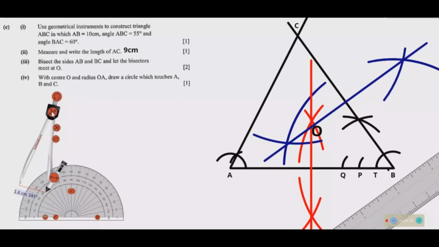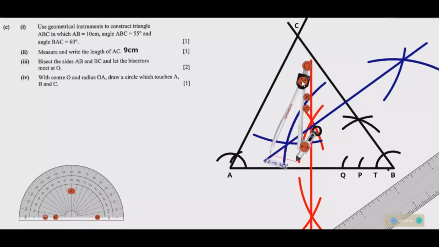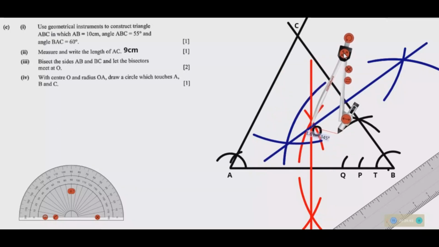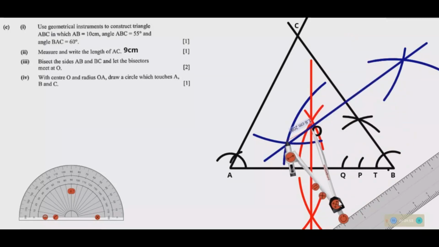Okay, so the radius should be OA. So what I'm going to do is put my compass there, then come up with a radius that will be from O to A like this. Okay, that is the radius, and you can see my metal arm is here on the center. So you make sure that your metal arm is on the middle, and this is here.